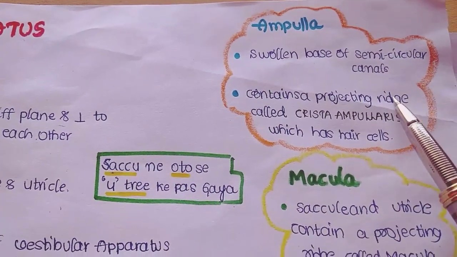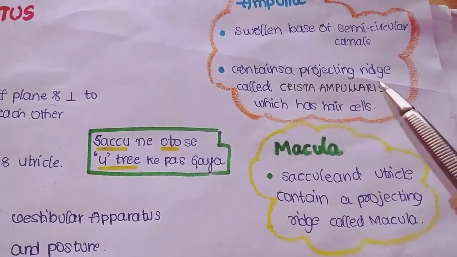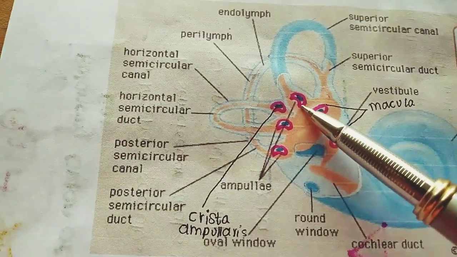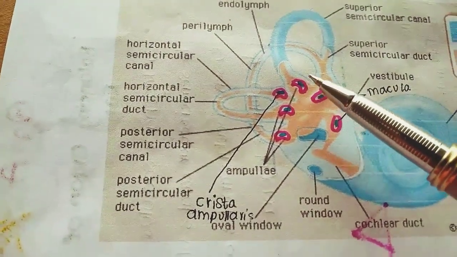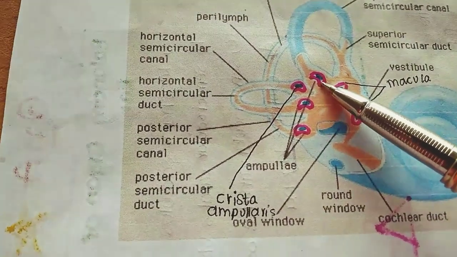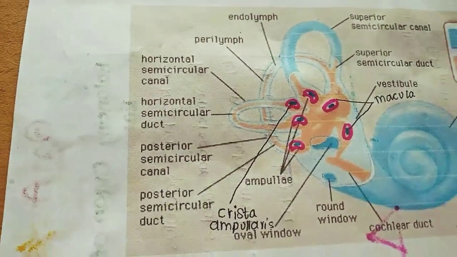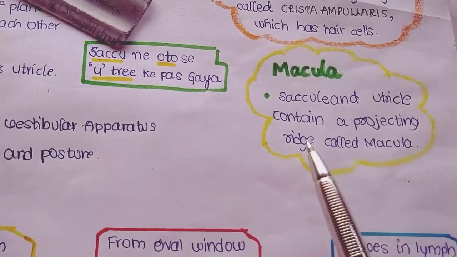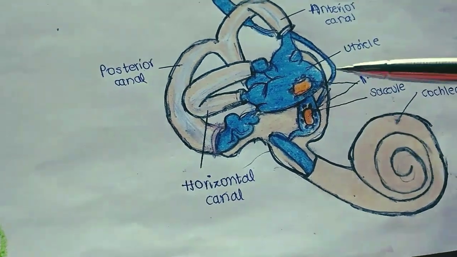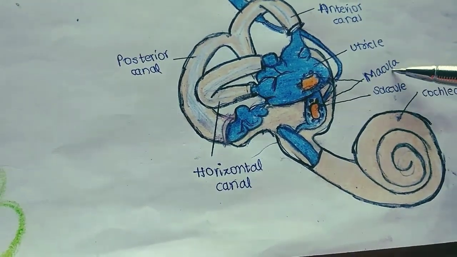Swollen base of semicircular canals is known as ampulla, and it contains a projecting ridge called crista ampullaris which has hair cells. This is the swollen base of semicircular canals and it is known as the ampulla, and it has the ridge, this pink colored part, projecting ridge, and it is known as the crista ampullaris. Saccule and utricle contain a projecting ridge called macula. These are saccule and utricle and they have projecting ridge, orange colored part, and it is known as the macula.